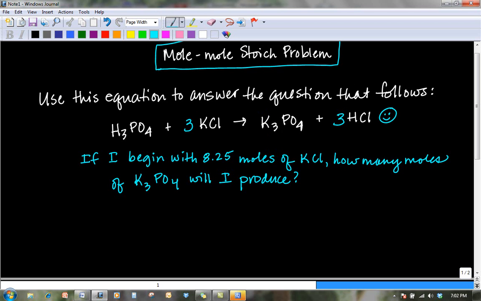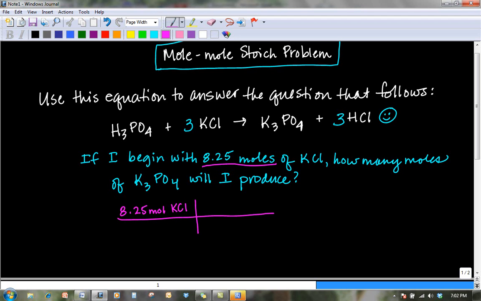Now that it's balanced, we can take a look at our question and see if we can solve this. If I begin with 8.25 moles of potassium chloride, how many moles of potassium phosphate will I produce? As with any question using dimensional analysis, we're always going to start with what we're given. In this problem, we're given 8.25 moles of potassium chloride. So I'm going to write that here. I know that in the past you haven't had to write the compound's formula, but I'm going to have you do that because once the problems get longer, you may get confused.